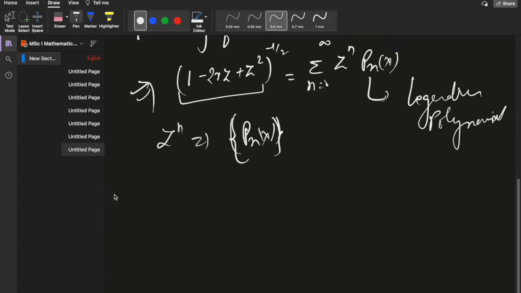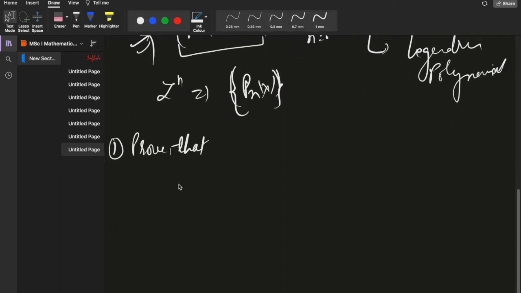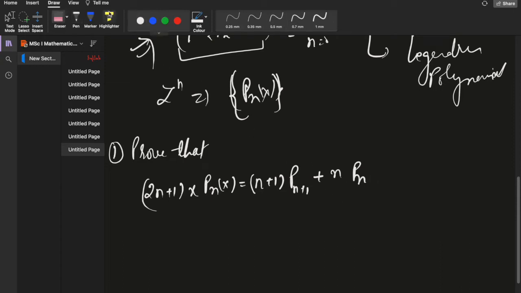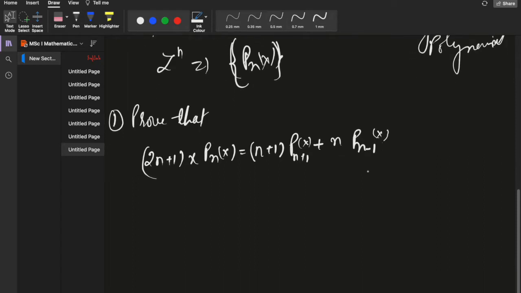So our first problem is, prove that (2n plus 1) x Pn(x) is equal to (n plus 1) P(n plus 1) plus n P(n minus 1), with subscript n minus 1, all as functions of x. We know Pn is a function of x.